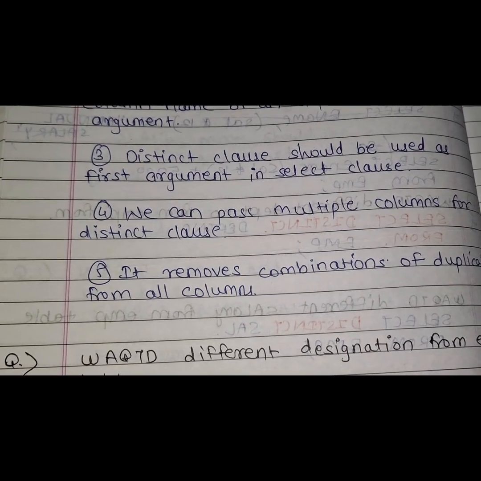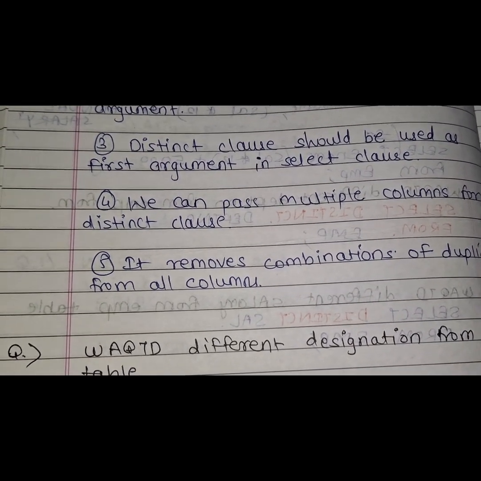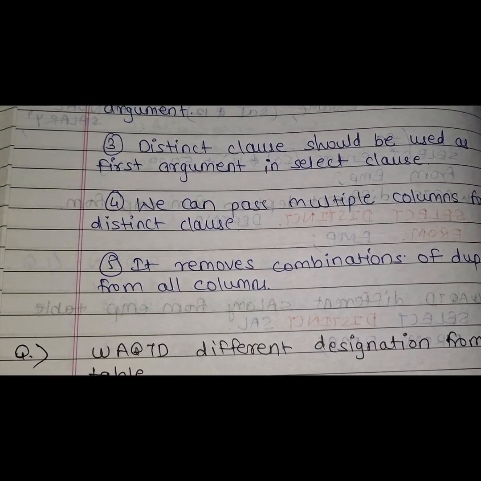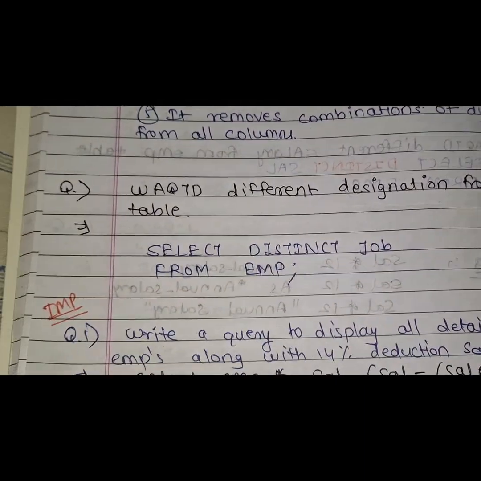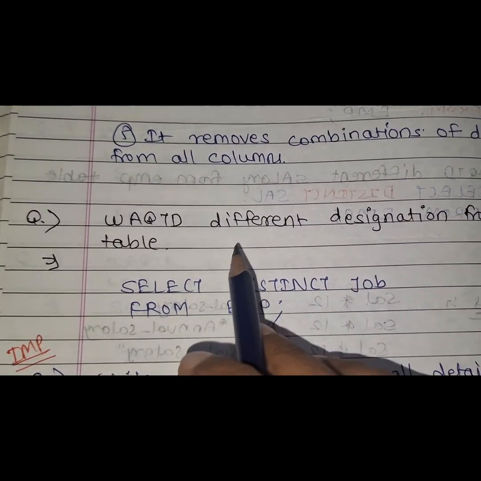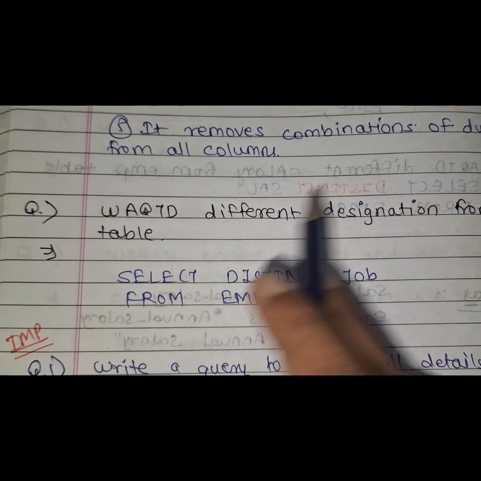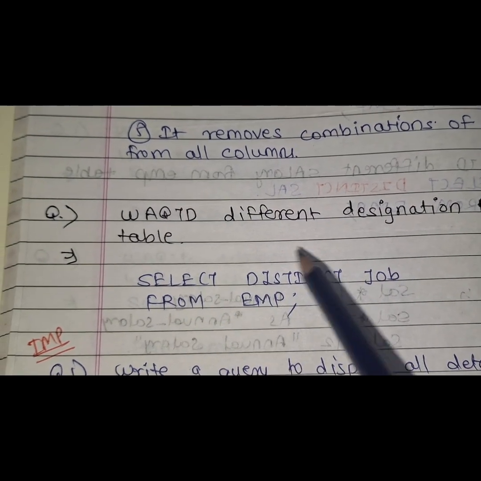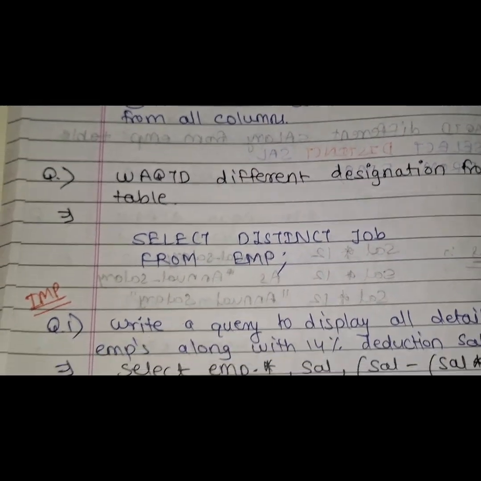We can pass multiple columns to one distinct clause. It removes combinations of duplicates across all columns. Let's understand it by example. Write a query to display different designations from the employee table. What will I write? Select distinct job from employee.